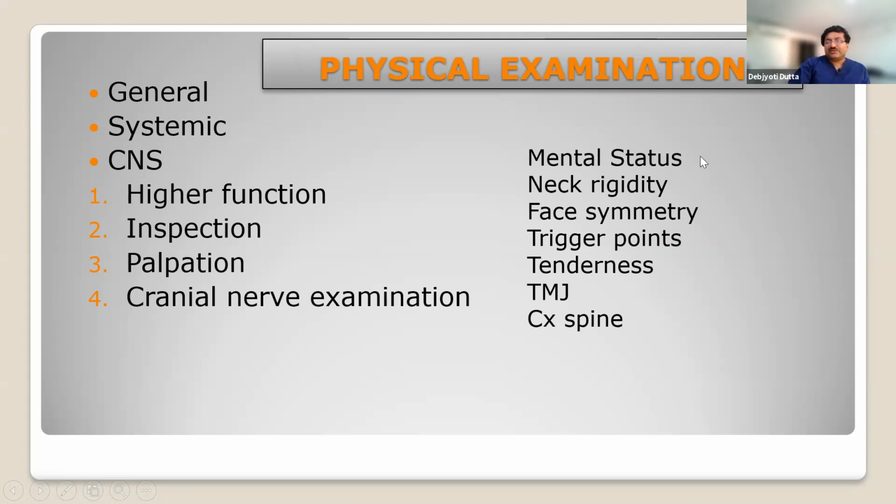Next, we need to find out the mental status of the patient, neck rigidity, face symmetry, trigger points, tenderness. We need to check the temporomandibular joint as well, whether there is tenderness over it or not. We need to check the cervical spine as well, because there is another term known as cervicogenic headache, like occipital neuralgia.